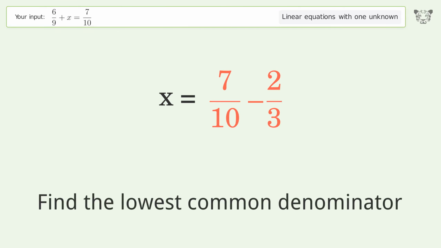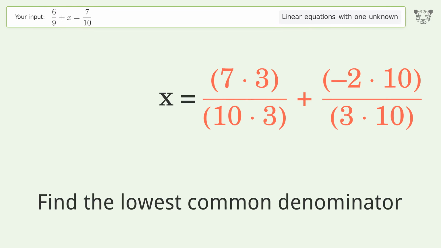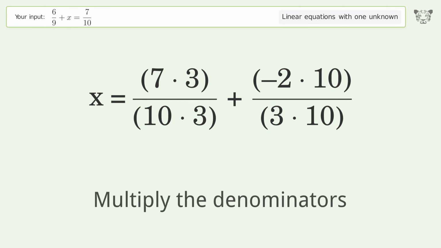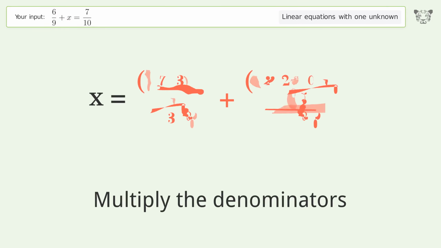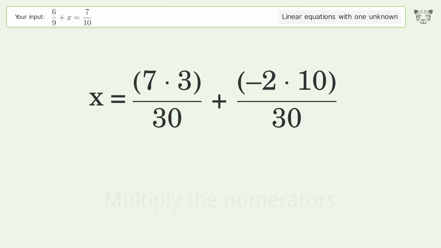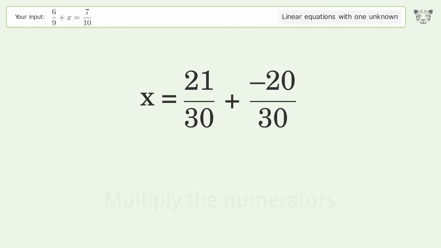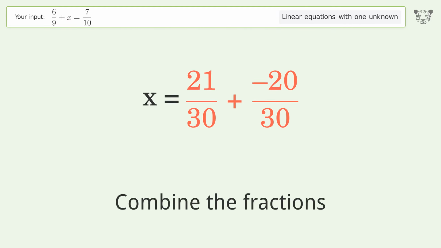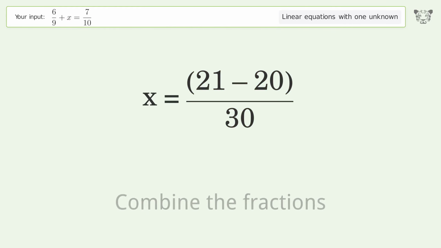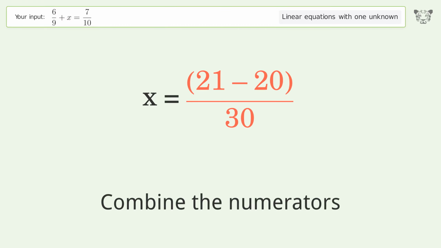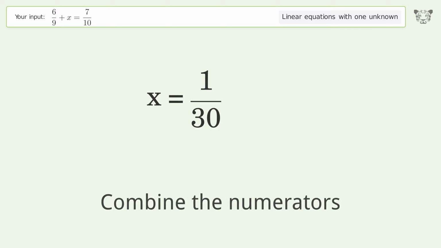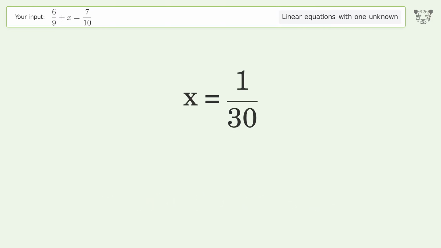Find the lowest common denominator. Multiply the denominators. Multiply the numerators. Combine the fractions. Combine the numerators. And so the final result is x equals 1 over 30.